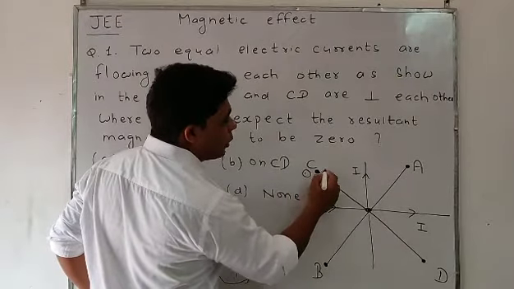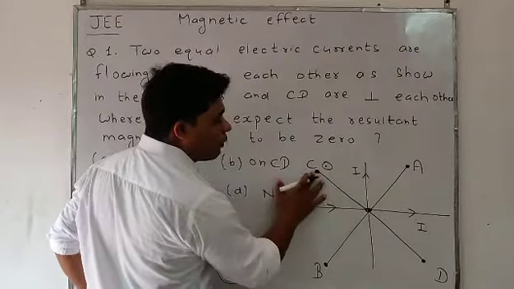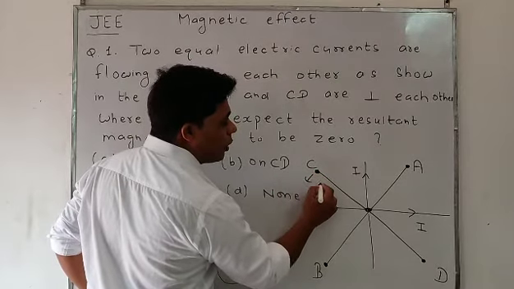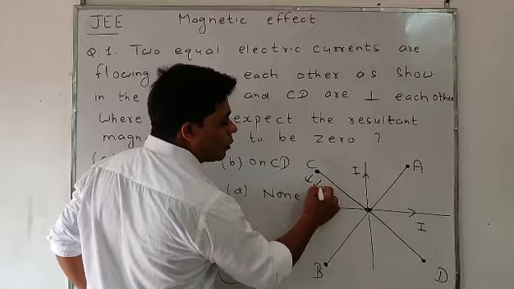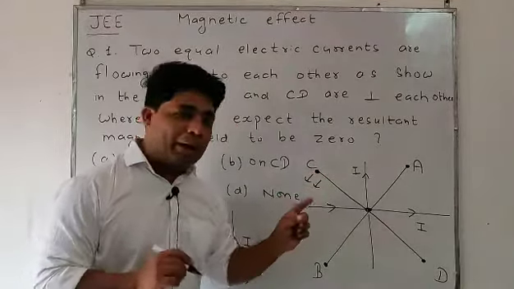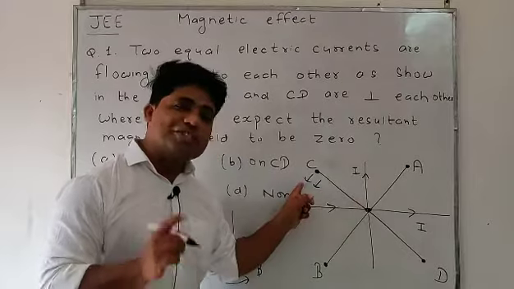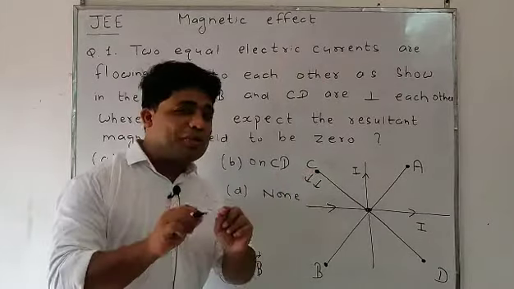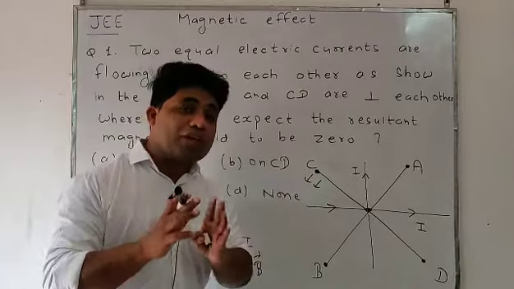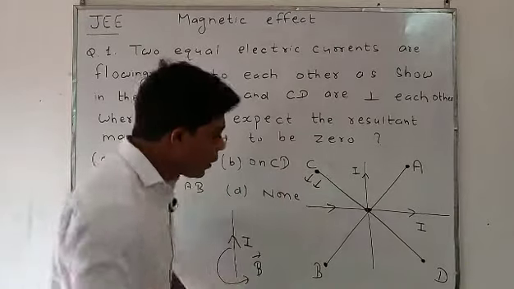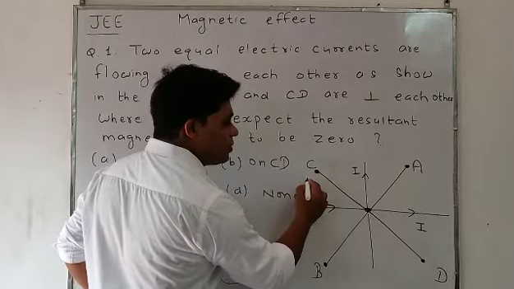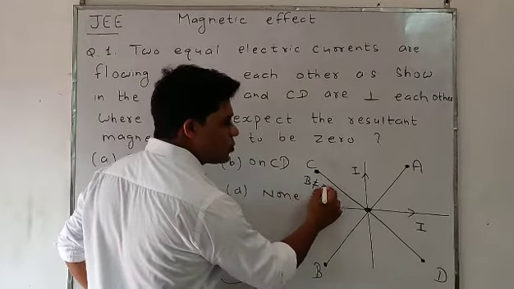There comes a dot, and there comes a dot. In other words, we can write that the magnetic field is outward, outward. At point C, the magnetic fields due to these two wires are in the same direction. So at point C, the magnetic field will not be zero, because at point C the direction of the magnetic field is outward. So at point C, the magnetic field is not zero.